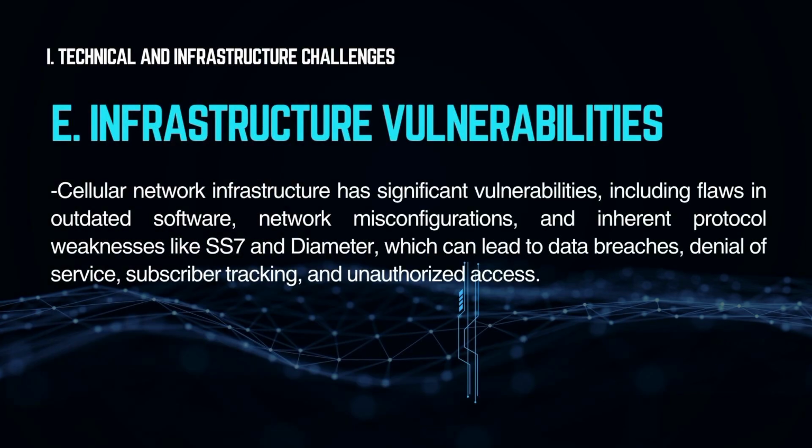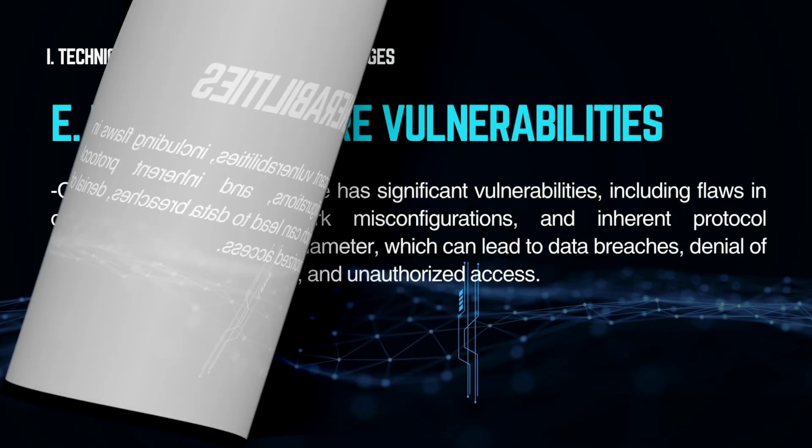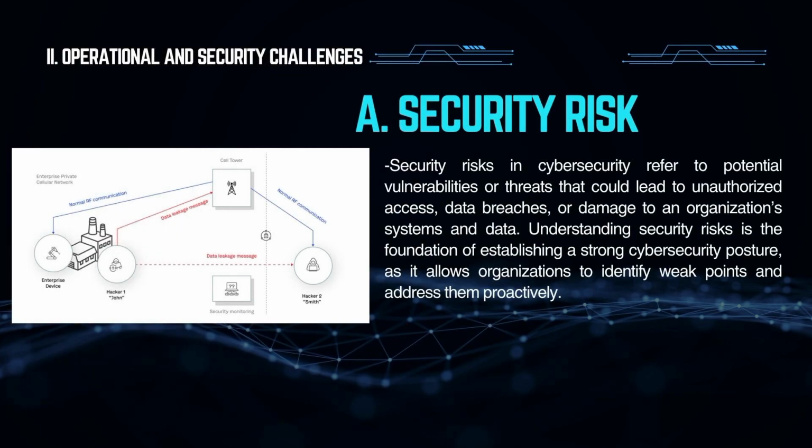Infrastructure vulnerabilities. Cellular network infrastructure has significant vulnerabilities, including flaws in outdated software, network misconfigurations, and inherent protocol weaknesses like SS7 and Diameter, which can lead to data breaches, denial of service, subscriber tracking, and unauthorized access. Now, let's go to the operational and security challenges.